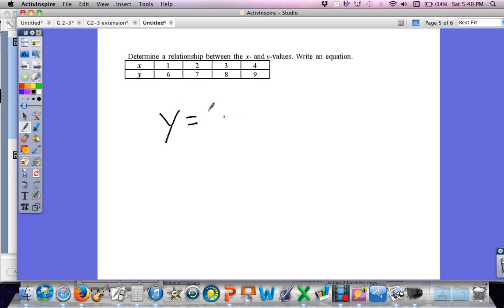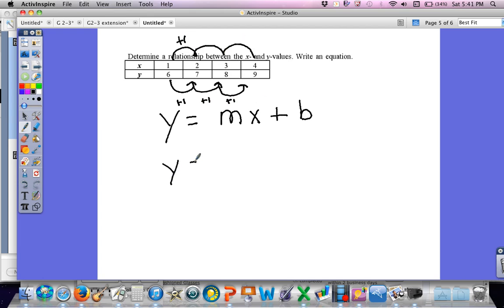Sometimes we give you an x and a y values and ask you to find the relationship and write an equation. Once again, we always want to start with slope-intercept form. And you'll remember that your change in y, which in this case y is going up by 1 every time, over your change in x, and here it's going up 1 every time, is your slope. So 1 over 1x, which would, in this case, just become x.